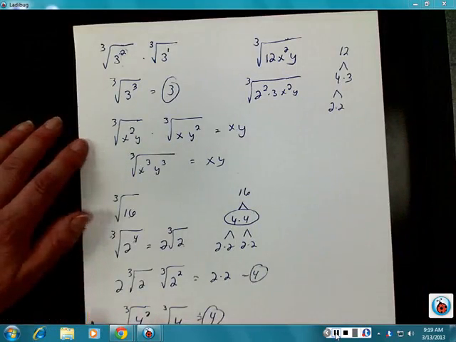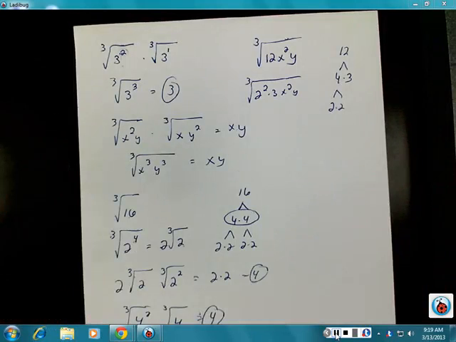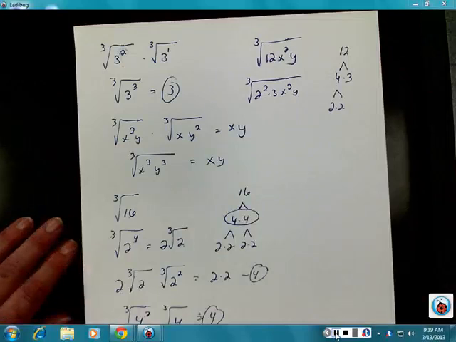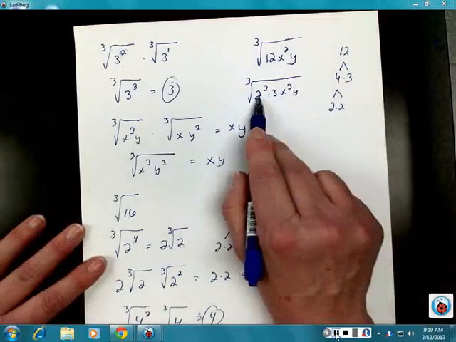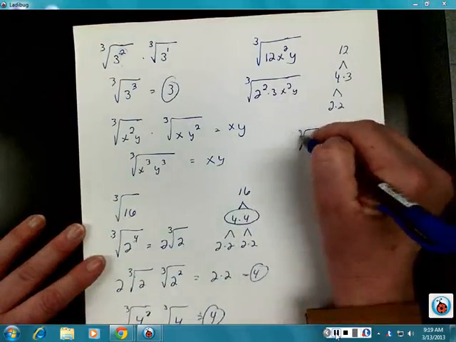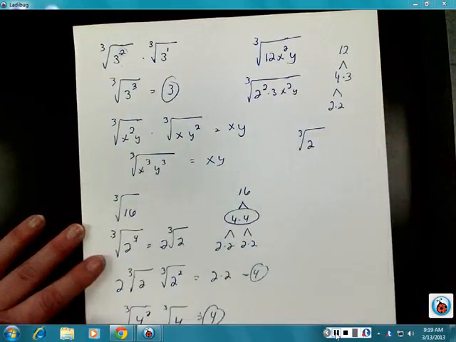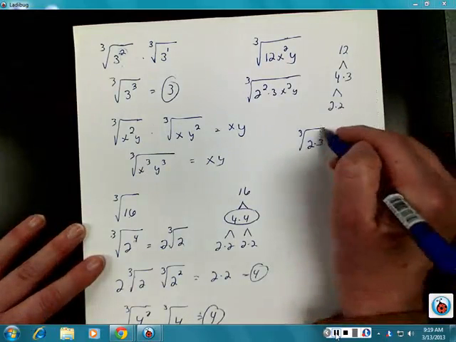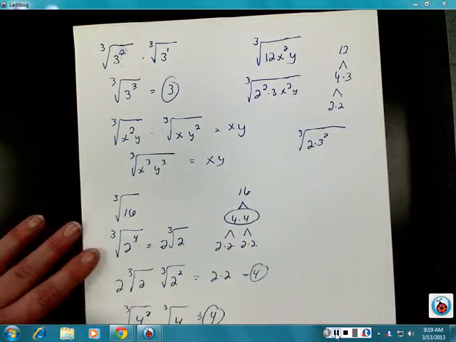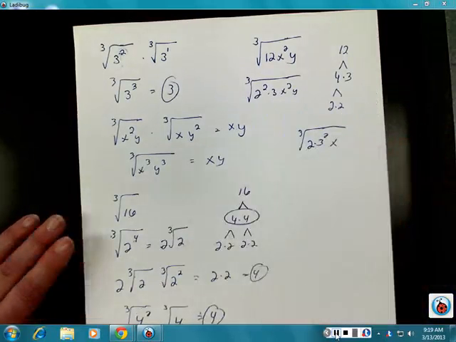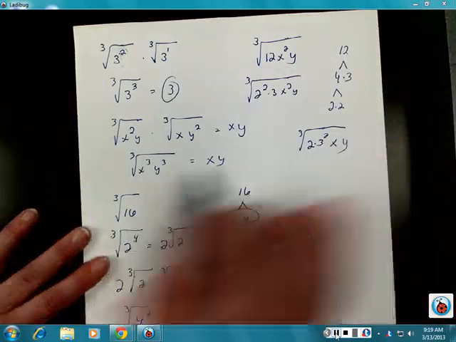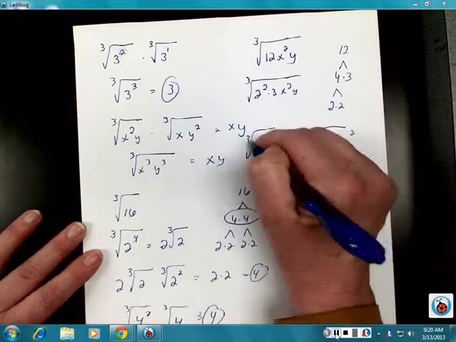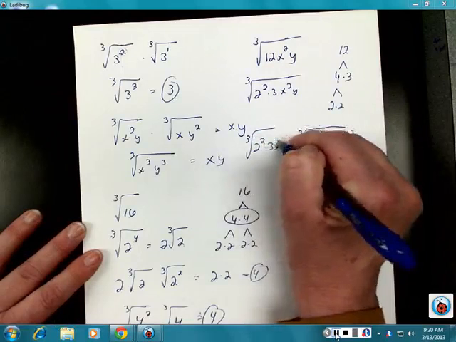What would I have to multiply that by in order to get rid of my radical? Well, remember, everything in here has to become a 3. So what would I need with this 2? I'd need a 2, right? I would need 3 squared. I would need x, and I would also need y squared. Yes.